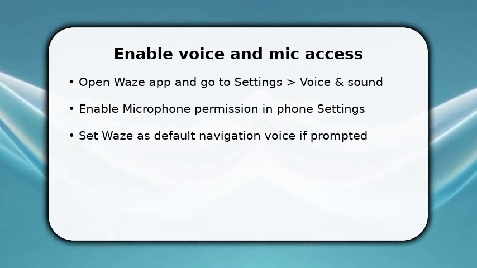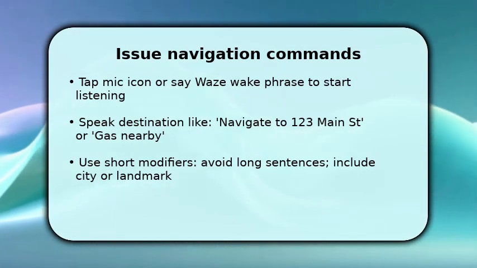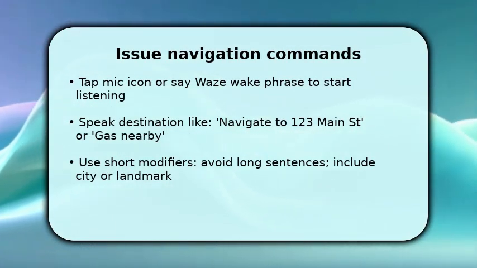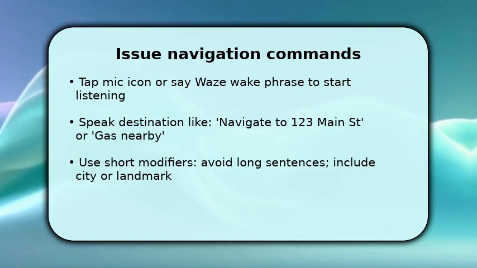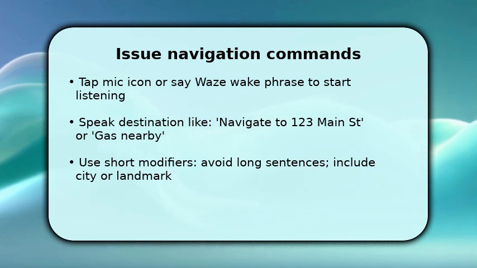Once listening, give clear, concise commands so Waze interprets them correctly. Say navigate to then the address, business name, or landmark. Include city if needed to disambiguate. You can also ask for gas nearby, avoid tolls, or route with highways.